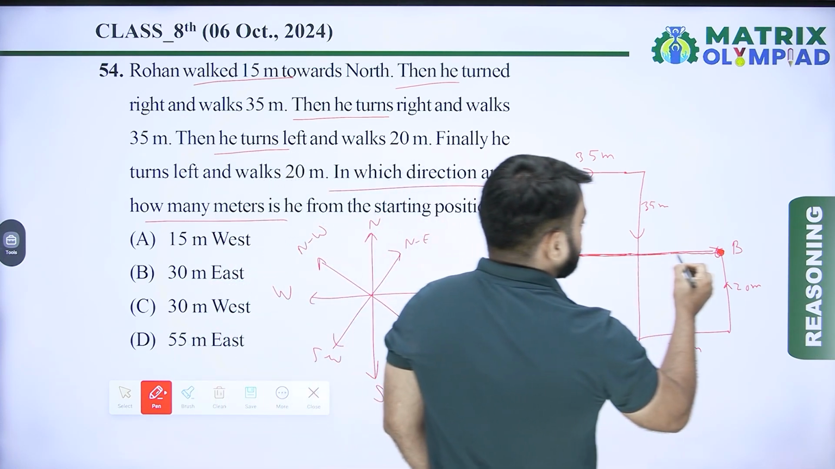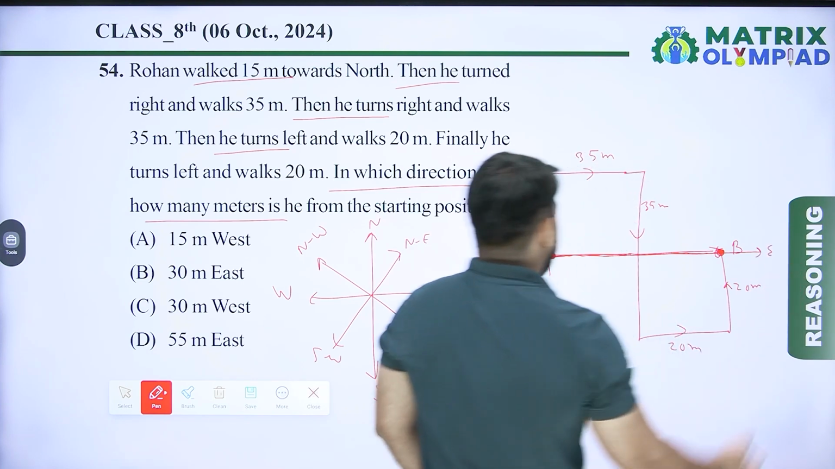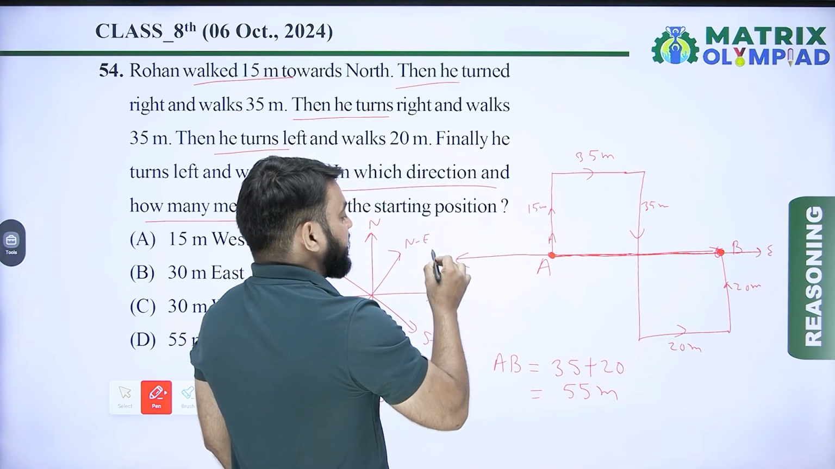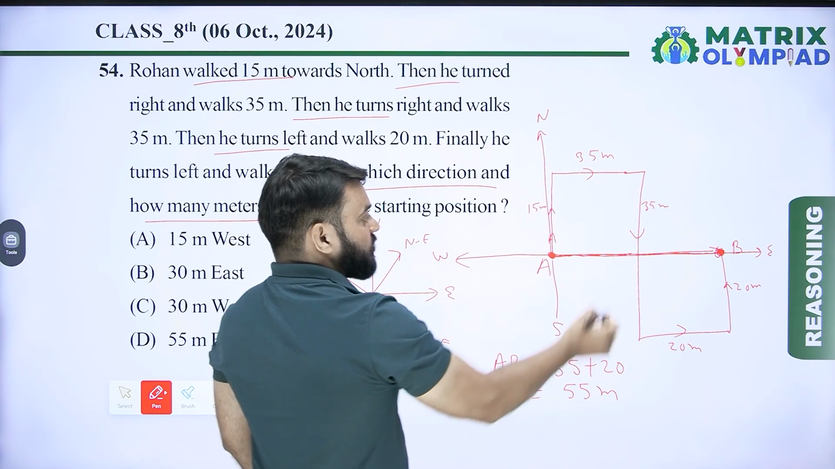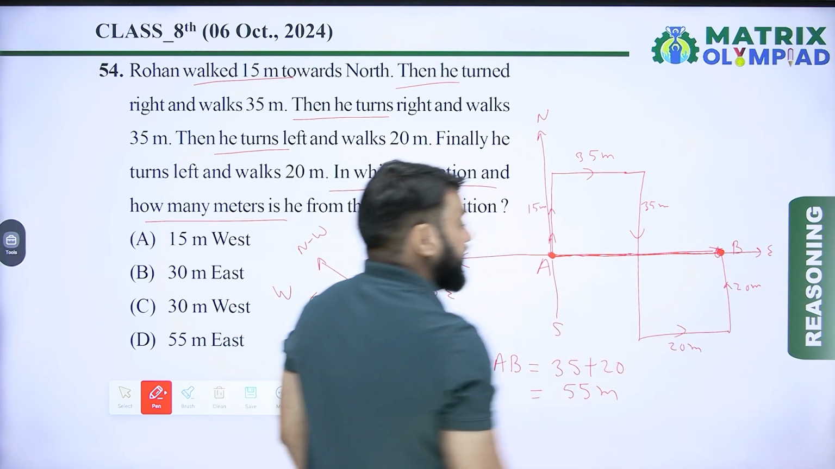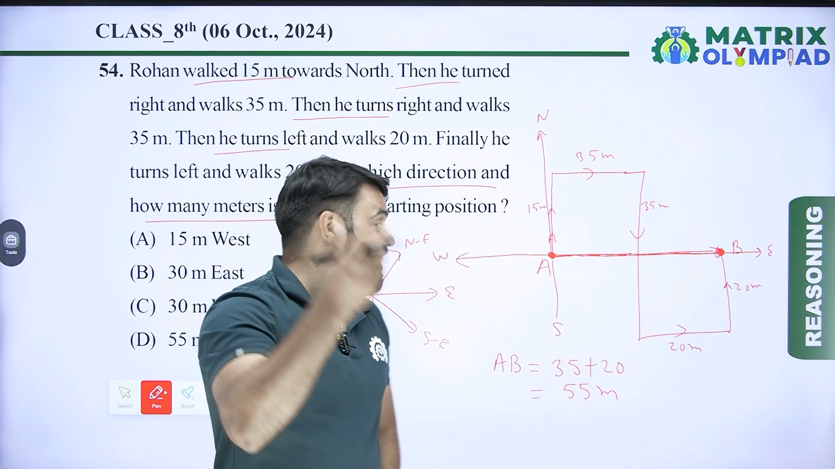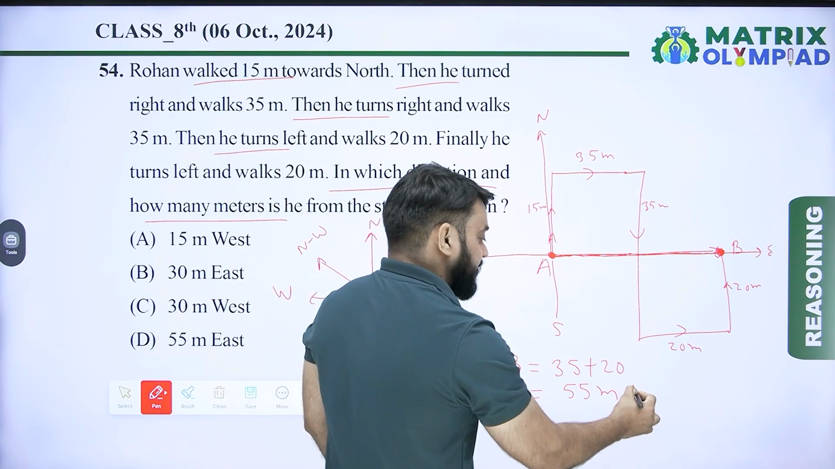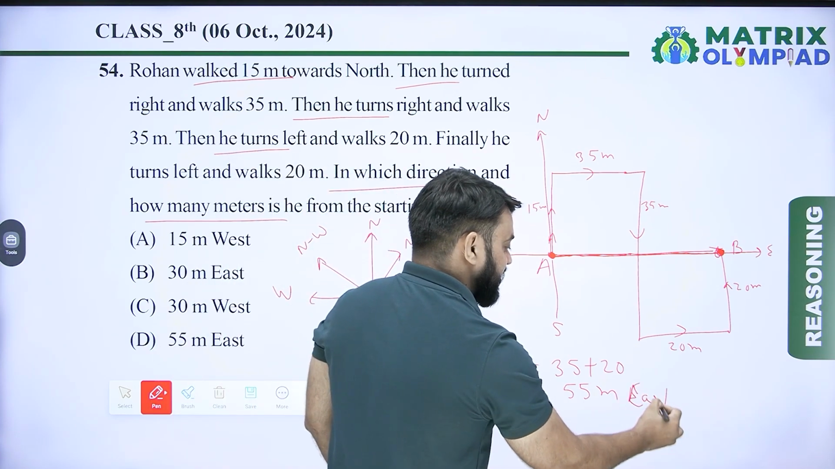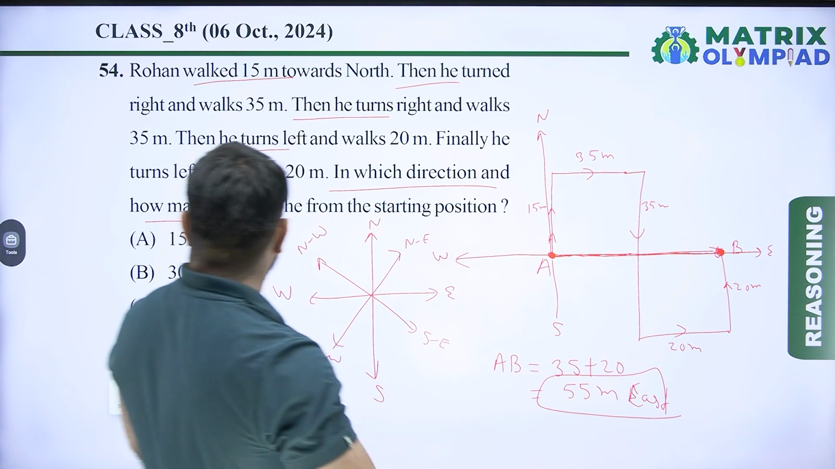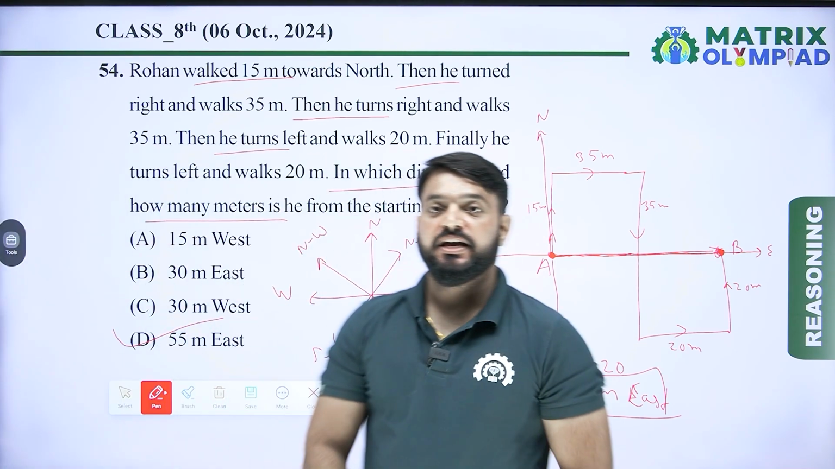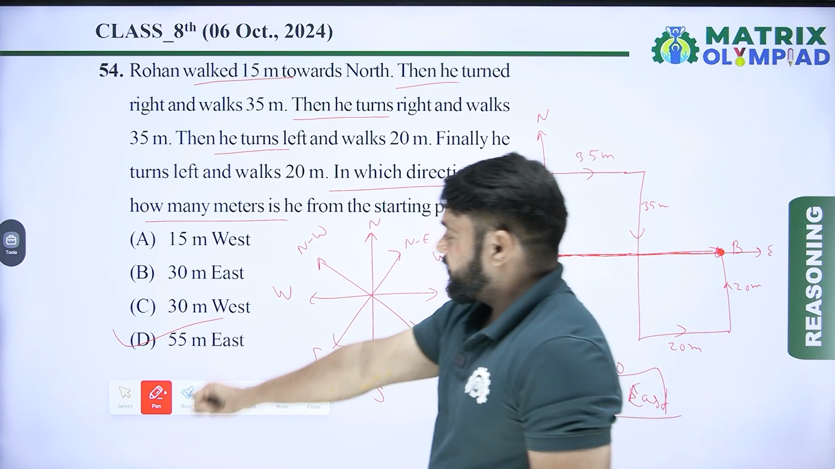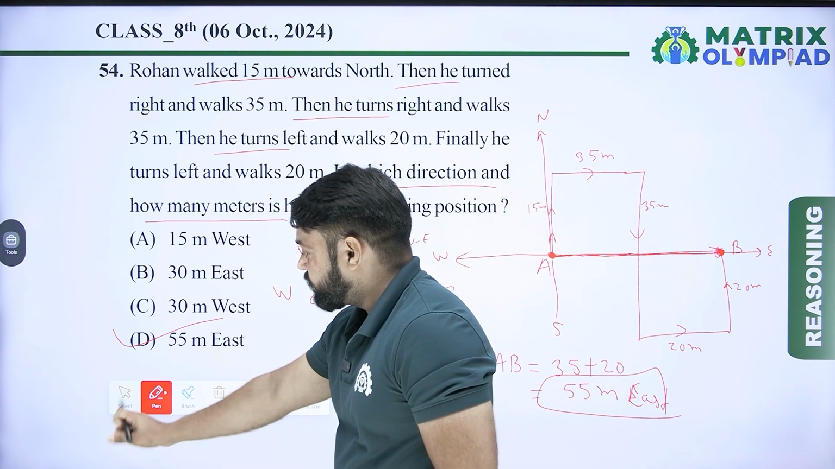So this is the east of A and this is the west of A. This is the north of A and this is the south of A. So B is in the east direction from the starting point. So 55 meter east is the correct answer of this question. So here option D is the correct answer of this question. Option D is the correct option. Now let's move to the next question.